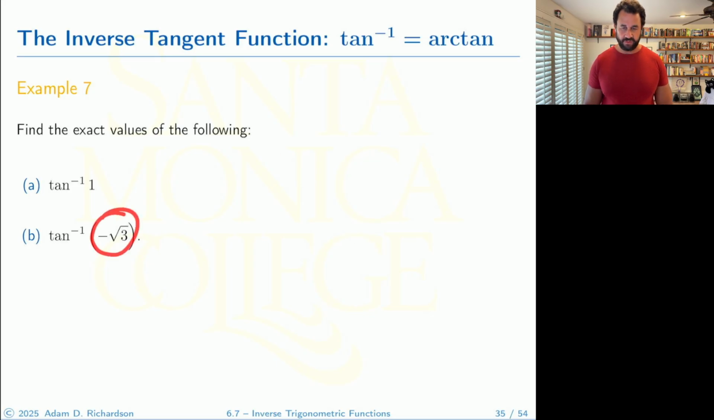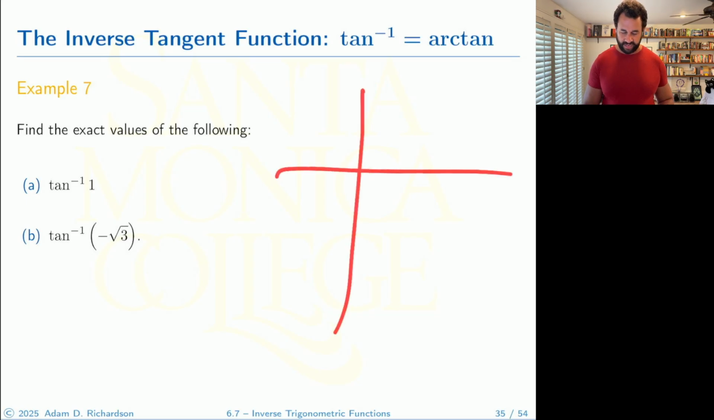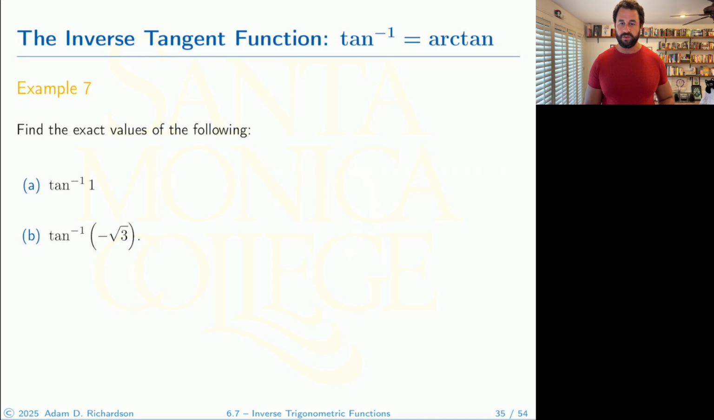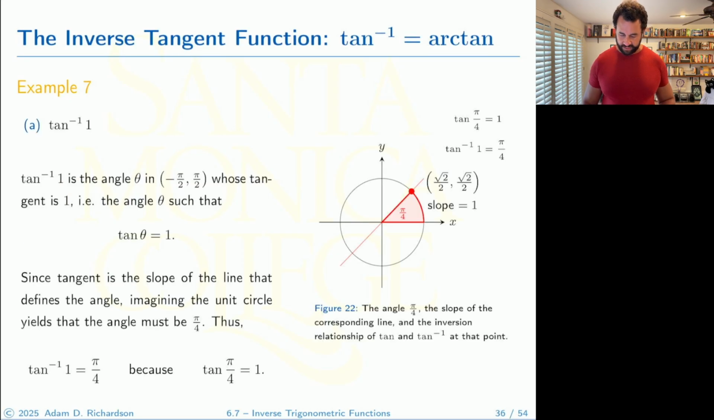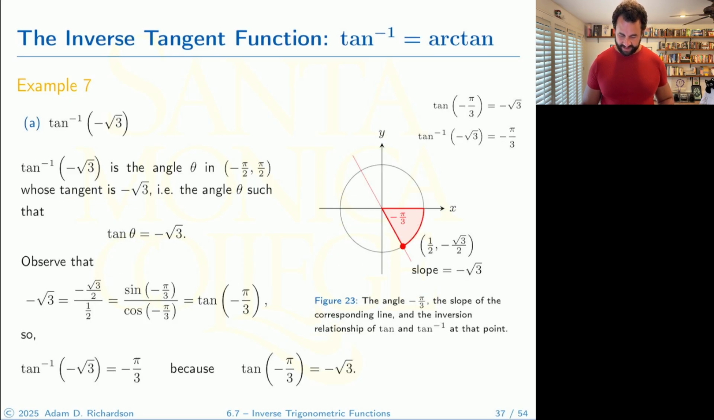Now, negative root 3, that looks kind of familiar. That expression looks kind of familiar because I remember it from root 3 over 2, right? So what I'm actually thinking of is an angle that looks about like this. I have a feeling it's going to be negative pi over 3. And it turns out that, oops, wrong slide, that is actually correct. So arctangent of negative root 3 is negative pi over 3.